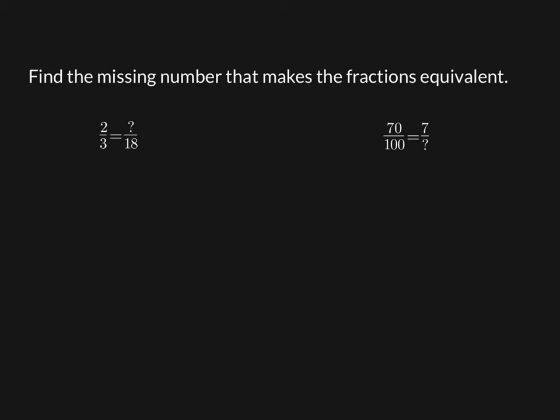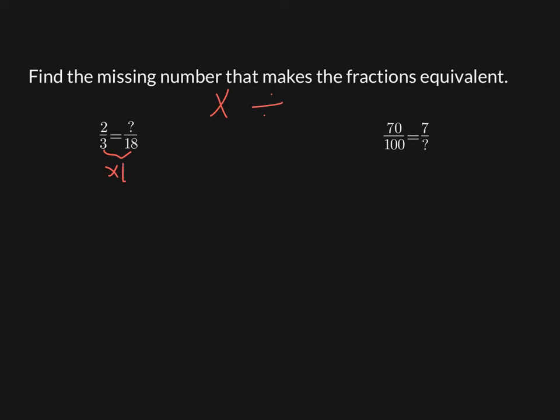Alright, so now we have to find the missing number that makes the fractions equivalent. So really we're looking at a relationship here. We're looking at what did I do to 3 to make it an 18. And I know I'm going to need to multiply or divide. It's none of this adding and subtracting business anymore. Now we're multiplying and dividing. Okay, so I know I'm getting bigger, so I'm going to multiply. 3 times what gives me 18?